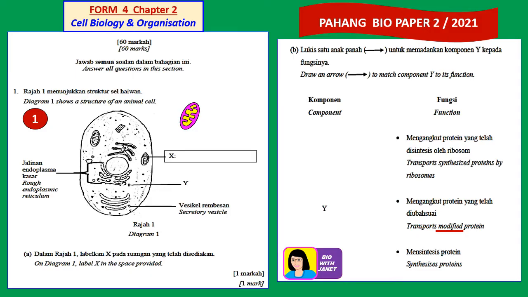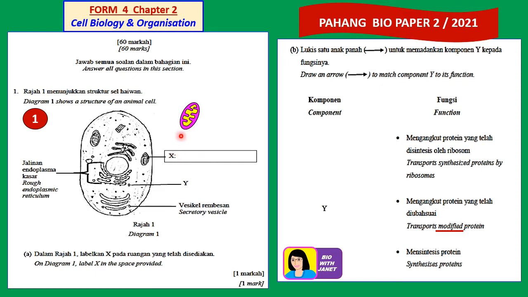Question 1 is based on Form 4 Chapter 2, Cell Biology and Organization. Diagram 1 shows the structure of an animal cell. On diagram 1, label X in the space provided, right? So label X here in the space provided and not below here. If you write below here, you won't get your mark, okay? So follow the instructions. So what is X?